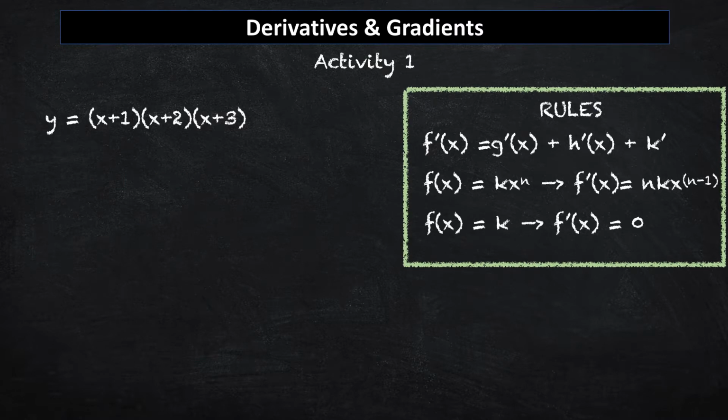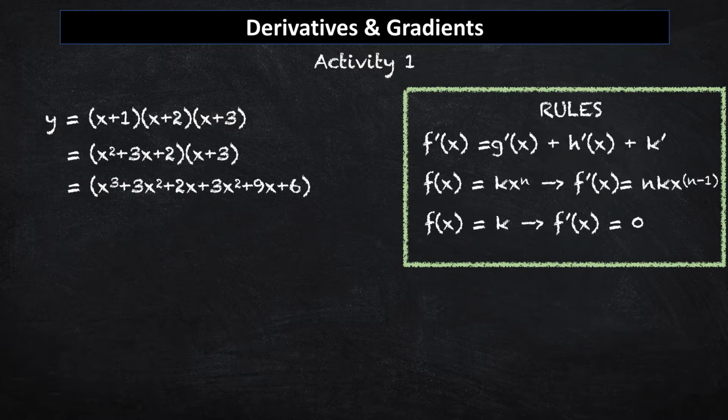Let's have a look at another example. This time we have a function which is made up of 3 terms that are multiplied to each other, and they are inside parentheses. We have the term x plus 1, the term x plus 2, and the term x plus 3. So as a first step, we do the multiplication between the first 2 terms, and we find that this is equal to x to the power of 2 plus 3x plus 2 that multiplies the third parenthesis x plus 3. In the next step, we do this other multiplication and we find all the terms.